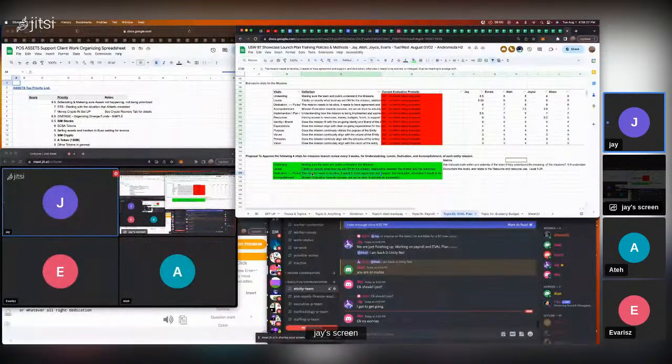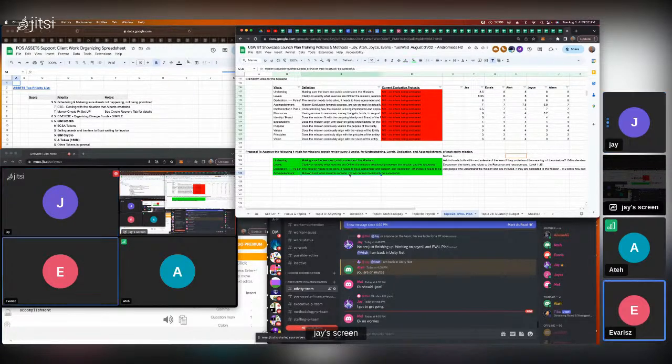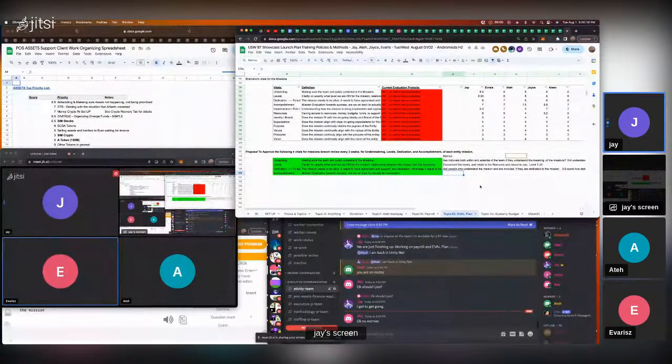So I think this is similar to understanding. Once you understand it, we would ask people who understand the mission and are involved if they are dedicated to the mission. I think this is another just 0 to 9 scoring, right? Accomplishment. Are we on track to actually be successful and accomplish the mission? So I think that can be done by leadership as well.